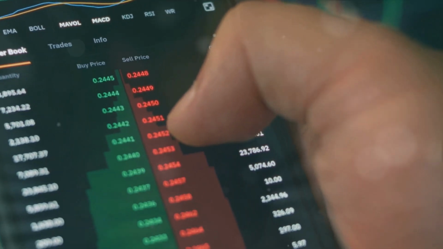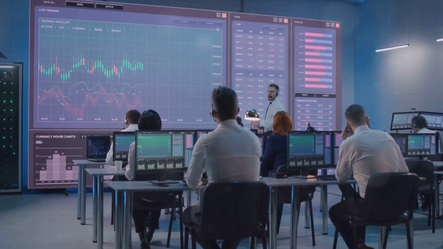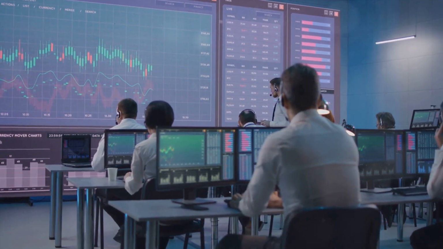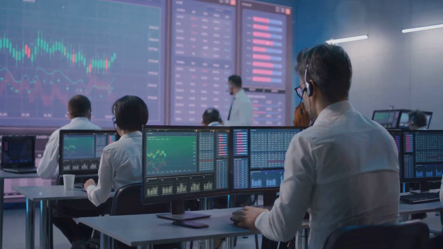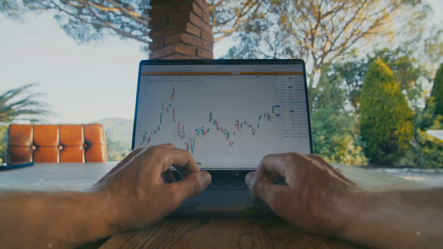Today we're tackling an essential tool for any investor, the stock chart. We're going to break down the complex world of stock charts into easy to understand steps, giving you the confidence to read and interpret them like a pro. So let's start our journey into the world of stock charts.